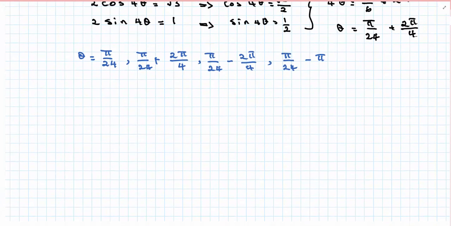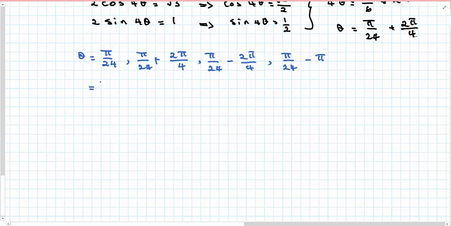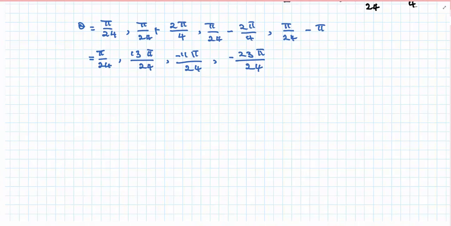So my 4 thetas end up being pi on 24, 13 pi on 24, negative 11 pi on 24, and negative 23 pi on 24. And therefore my final 4 roots are z1.